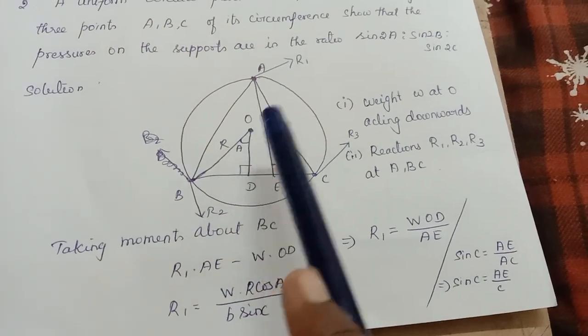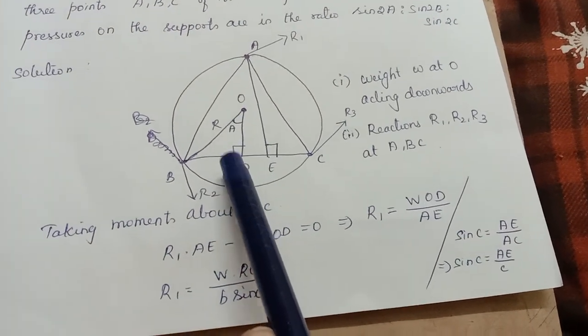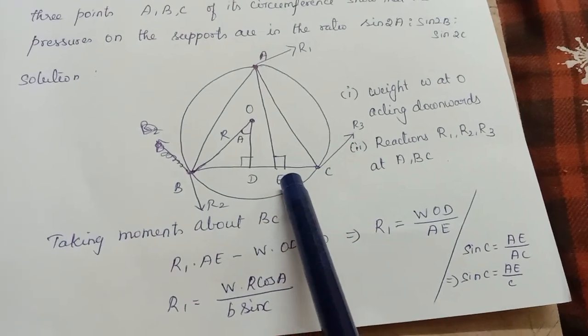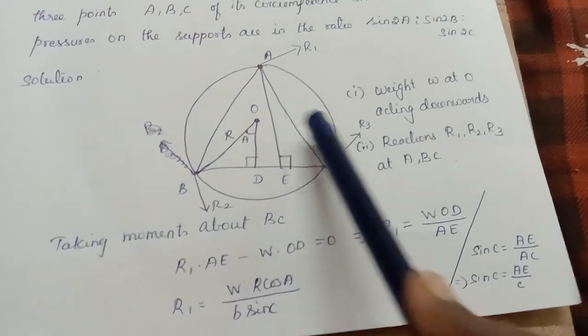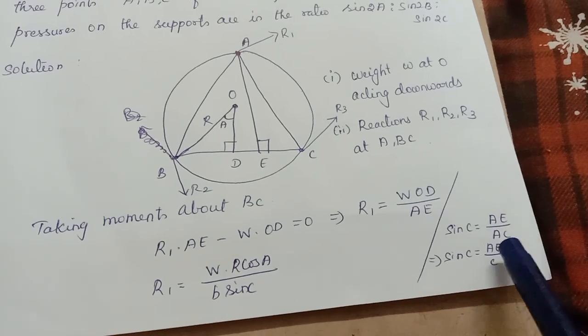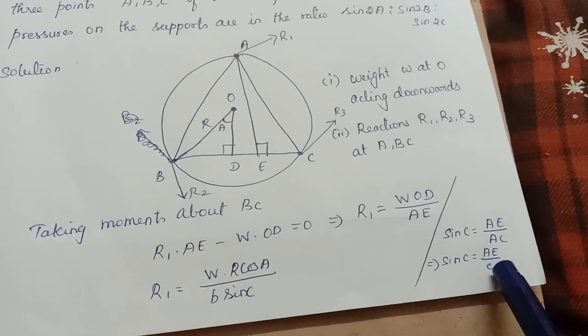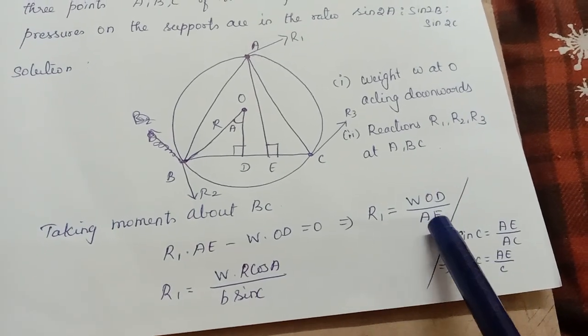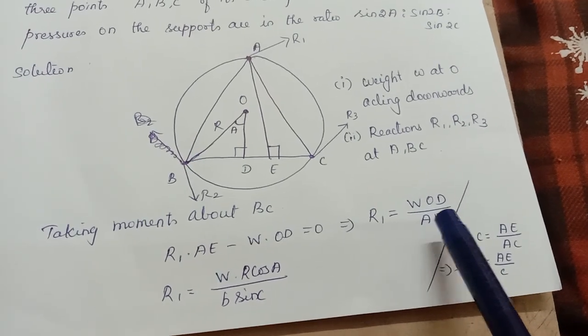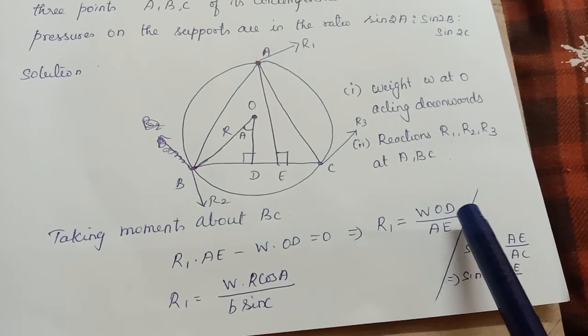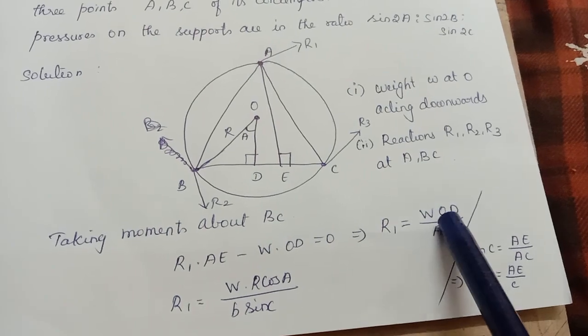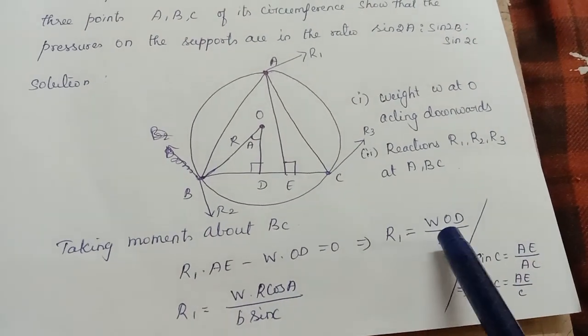Now I want to find what this OD and AE are. Right? Now let us find AE. For finding this AE, consider this smaller triangle. So sin C equal to what? AE by AC. But AC is equal to c, small c. Therefore, AE equal to c sin C. So instead of this, what can I substitute? c sin C, and OD is equal to, sorry, b sin C. OD.